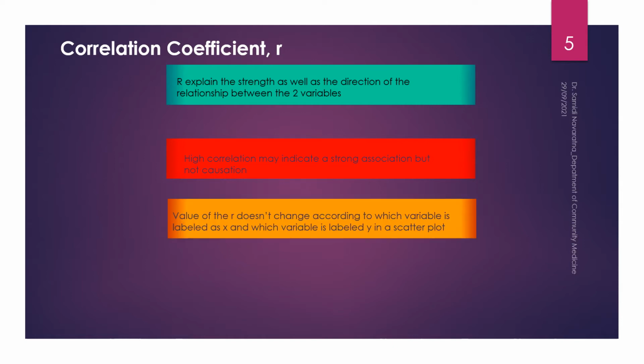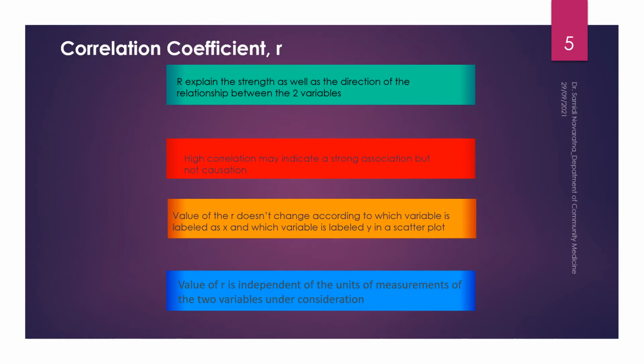The third one is that the value of R doesn't change according to which variable is labeled as X and which variable is labeled as Y in a scatter plot. This is regarding correlation, but with regard to regression, you need to be careful when you label the variables as independent and dependent. Then finally, the value of R is independent of the unit of measurements of the two variables under consideration.